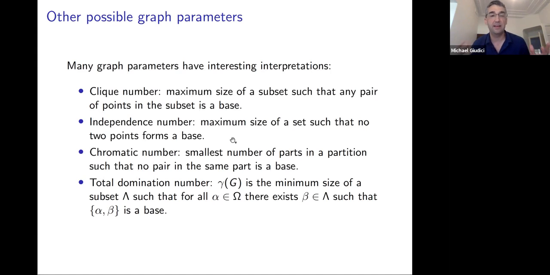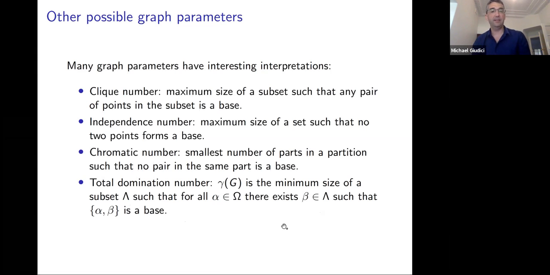Your independence number, so this is the largest subset of vertices with no edge between them, is the maximum size of a set such that no 2 points form a base. So that's our independence number. The chromatic number now, this would be the smallest number of parts in a partition such that no pair in the same part is a base. So that would be what the chromatic number of your Saxl graph would be. And also the total domination number. This would be the minimum size of a subset lambda, such that for every vertex alpha, there is some vertex beta in lambda, such that alpha beta is a base. So again, that has a nice interpretation in terms of the base size.